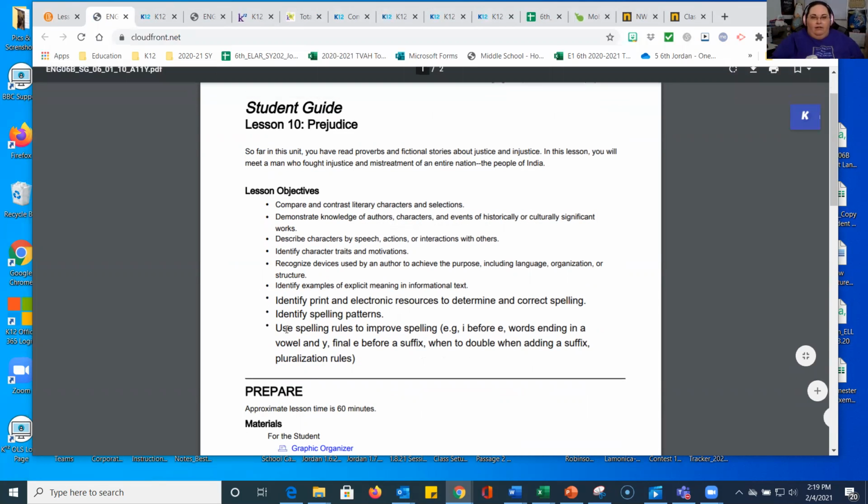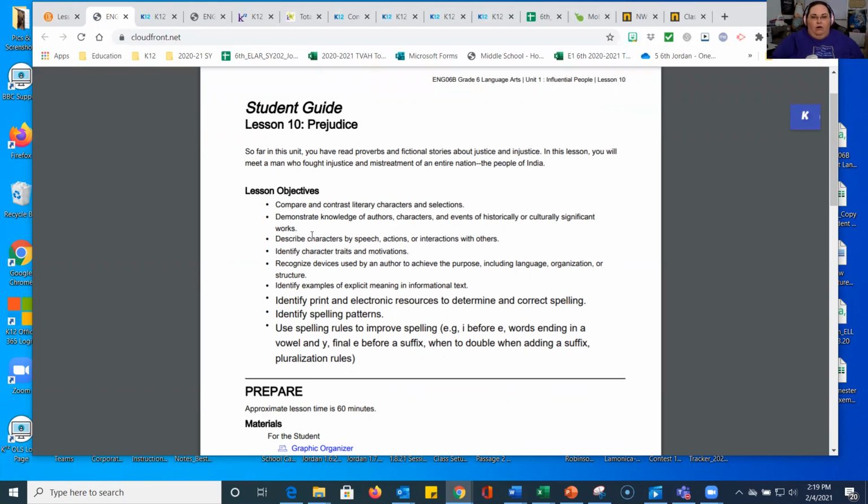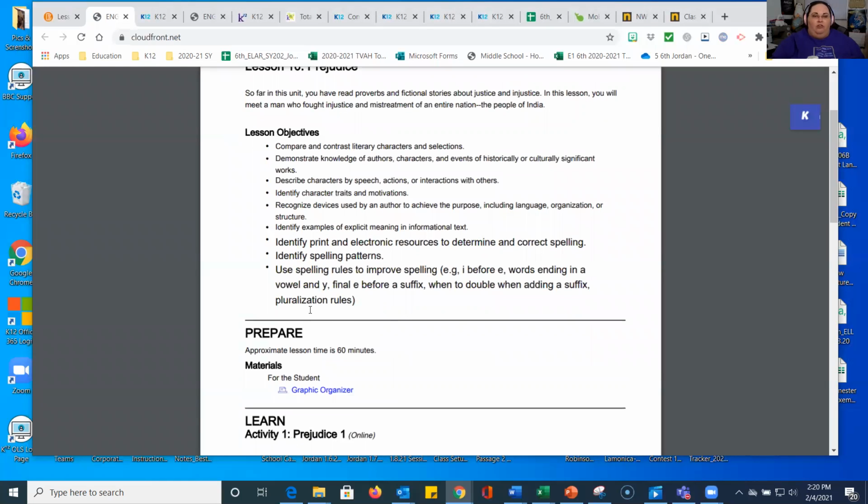You're going to be comparing and contrasting, demonstrating knowledge of authors and characters, describing characters by speech, actions, and interactions with others, identifying character traits and motivations, recognizing devices used by the author to achieve purpose, including language, organization, and structure, identifying examples of explicit meaning in informational text, identifying print and electronic resources to determine and correct spelling, identifying spelling patterns, and using spelling rules to improve spelling, like I before E words, vowel and Y, final E before a suffix, when to double when adding a suffix, and pluralization rules.